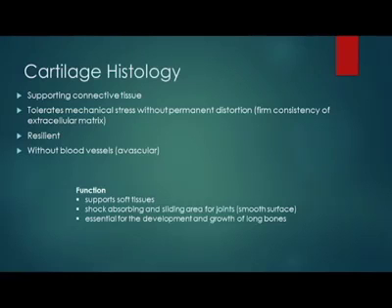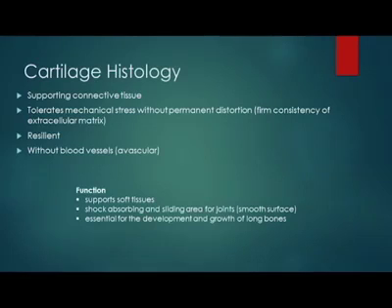Cartilage histology. Cartilage is a supporting connective tissue that tolerates mechanical stress without permanent distortion. That is because of the firm consistency of its extracellular matrix. Then they are resilient and without blood vessels. The absence of blood vessels is known as avascular in nature.